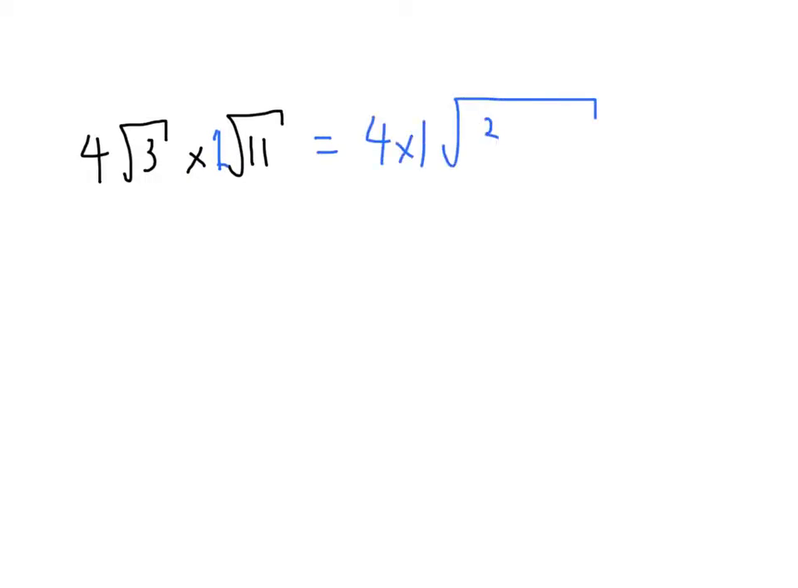If we have one with one number outside one square root but no number outside the other square root, so let's go 4 square root 3 times the square root of 11, then we can just pretend there's a 1 in front of here. So that's just 4 times 1, all times the square root of 3 times 11. So that's just 4 root 33. So if there's no number there, then you treat it like there's a 1. Easy.